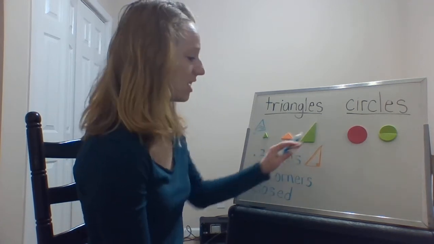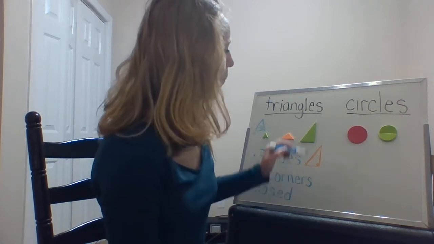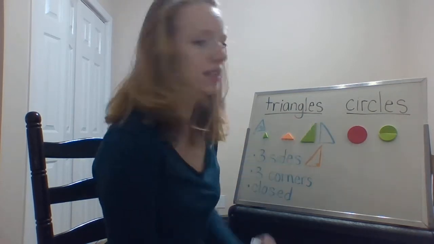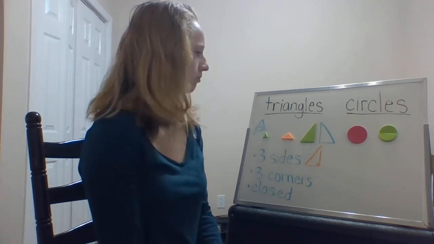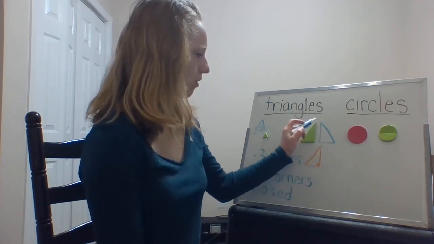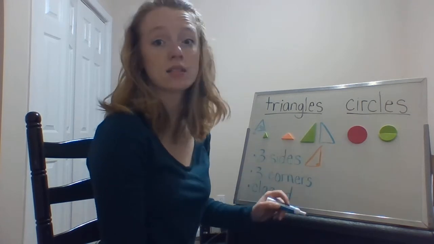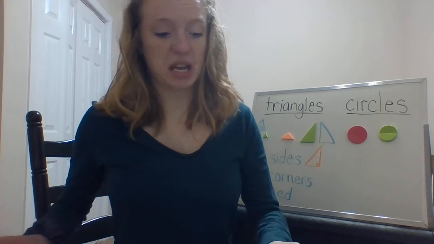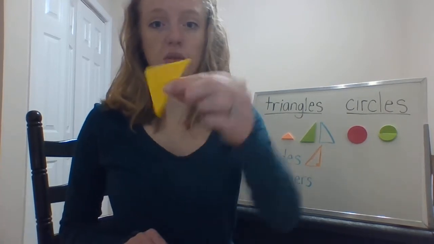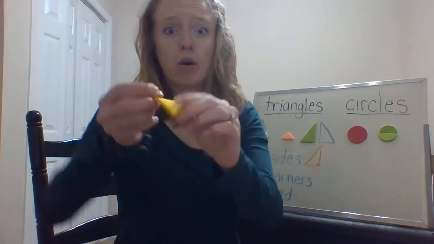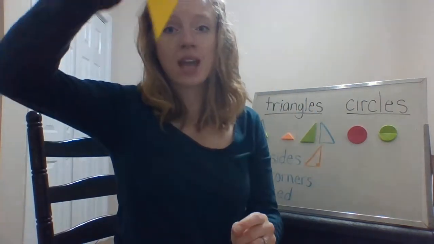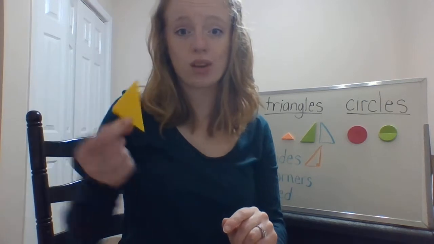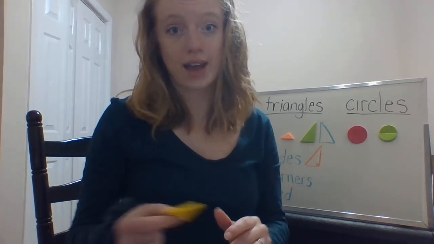So if I have this, we know that that's a triangle. What if I flipped it that way? Is it still a triangle? 1, 2, 3 corners, 1, 2, 3 sides. So position does not matter. So I can have my triangle like this, or like this, or like this, and it's still a triangle, no matter which way I flip it, because it has 3 sides, 3 corners, and it's closed, okay?